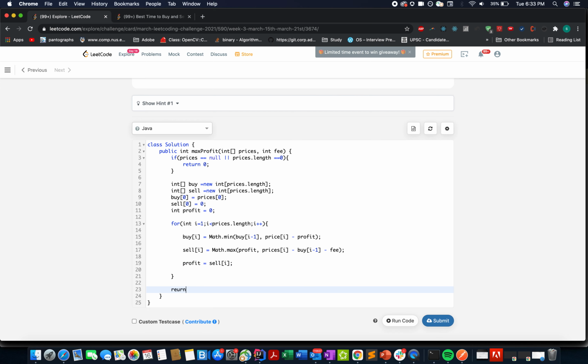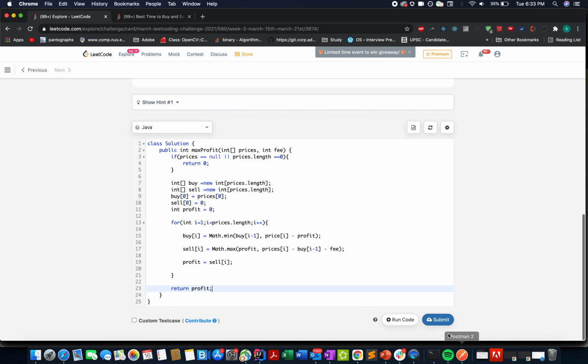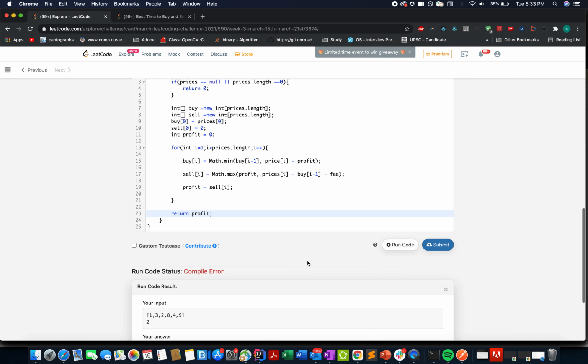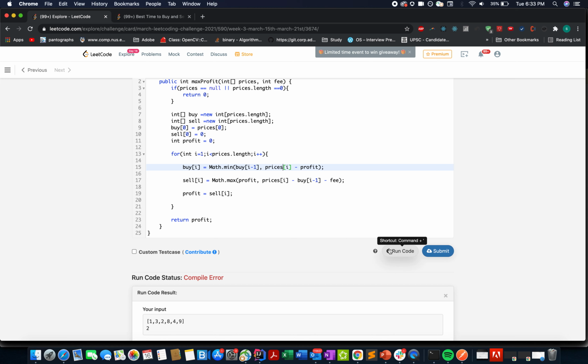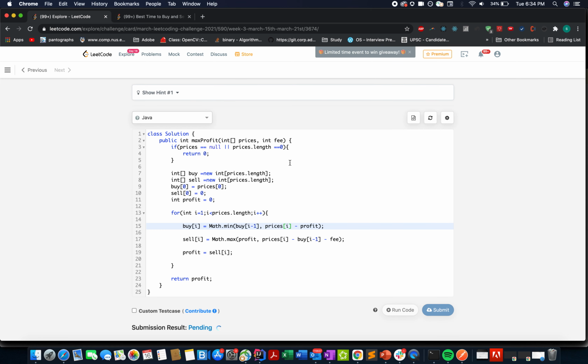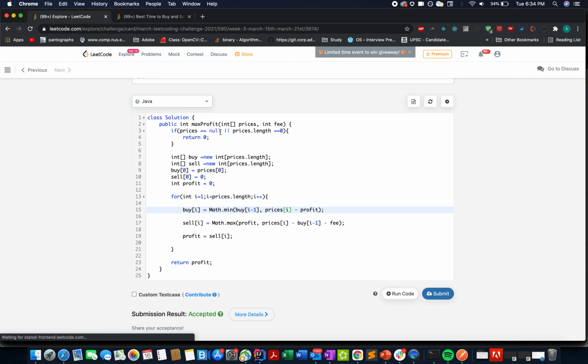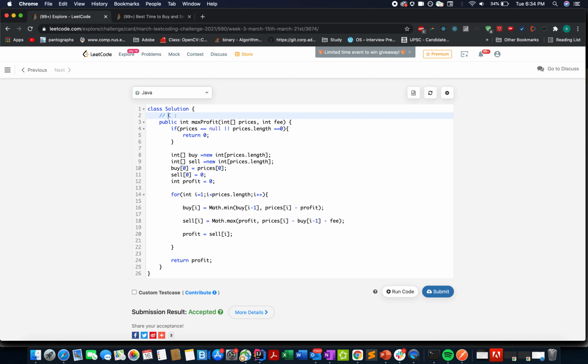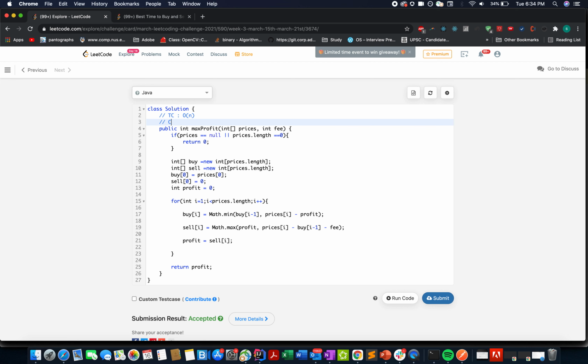And once we are done with this, we'll return the profit. Let's try this out. Looks good, and let's just submit it. Awesome. So what is the time complexity of this approach? The time complexity is order of n, and space complexity is again order of n.